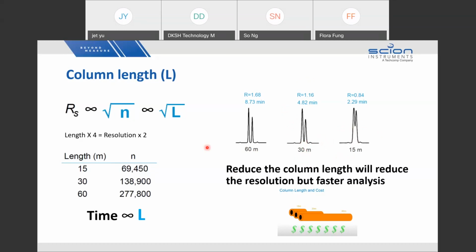Another benefit of a reduced column length is the cost. Some types of columns are not cheap, right? So if you reduce the column length, of course, it's cheaper.